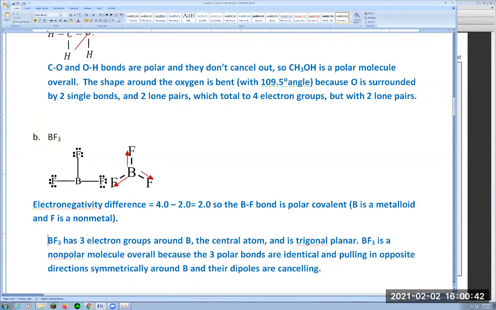So here it summarizes what we saw. BF3 has 3 electron groups around B, the central atom, and so it's trigonal planar, right? It's flat. And because of that, it will be non-polar overall, because the 3 polar bonds are identical and pulling in opposite directions symmetrically around B. And so their dipoles are canceling. I know it's hard to imagine, but they do cancel out because they have the same length, same strength, and they are pulling symmetrically, in the same plane of the molecule. So then overall BF3 is nonpolar.